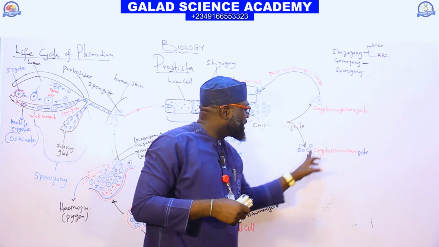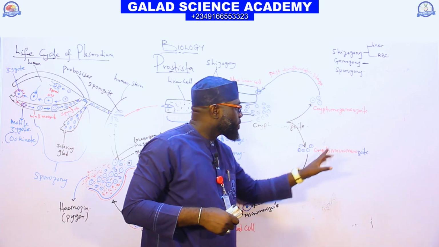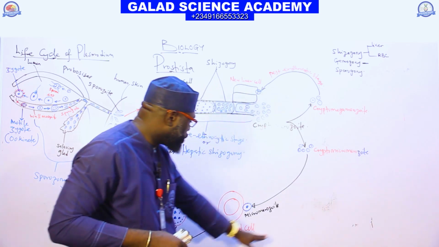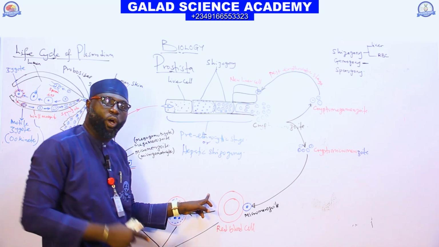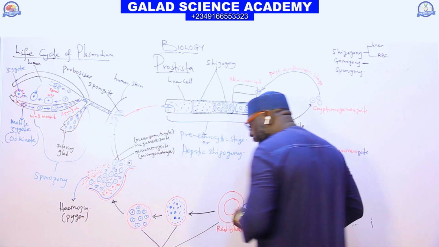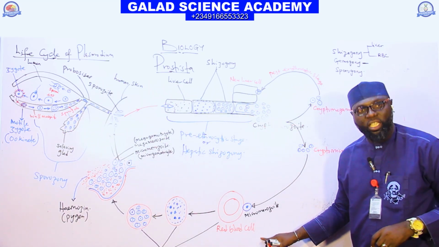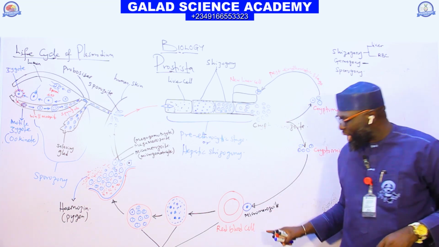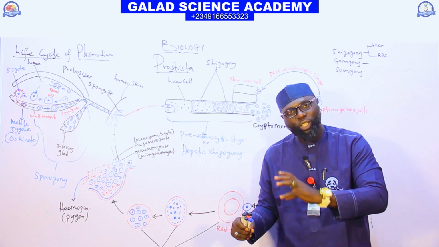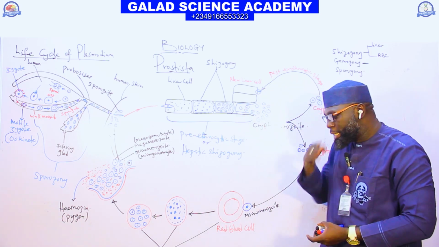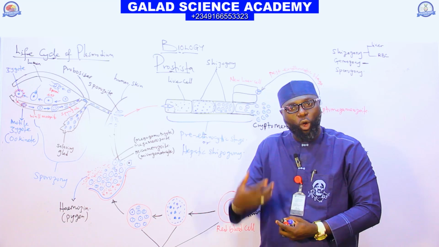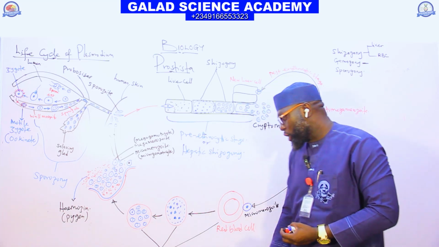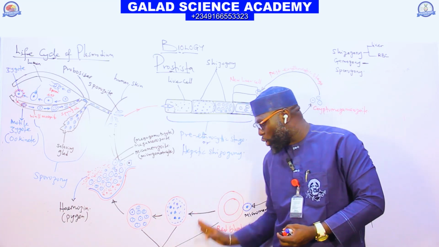And the micro merozoite will now move into the red blood cell in order to initiate the erythrocytic stage of Plasmodium. So getting to the red blood cell, it will attack and enter the red blood cell, feed on the red blood cell, and there it will try to undergo multiple fission, which is the zoogony. The asexual reproduction will also occur here.